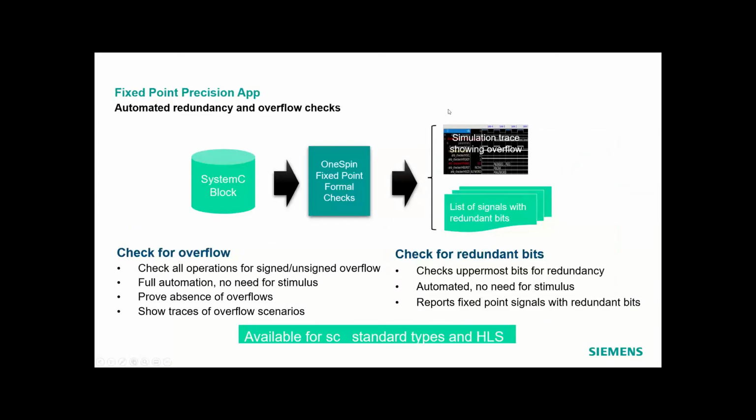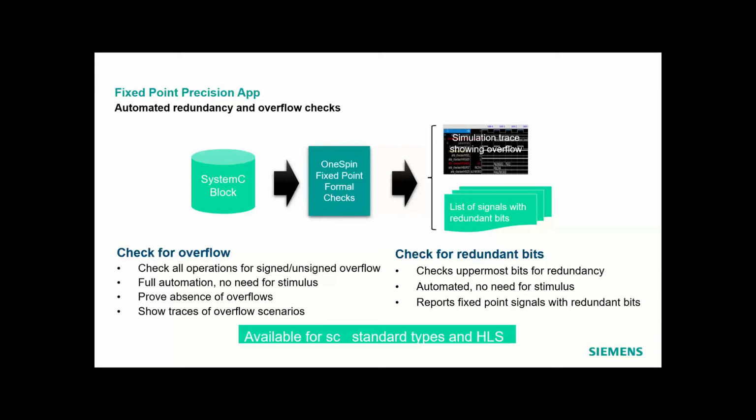As I mentioned, OneSpin supports fixed point precision. We can check for overflow or truncation. If overflow can happen in your design, OneSpin will report that overflow can be executed, and the user can also debug why that is happening. This check is fully automatic, so there is no need for stimulus. We can also prove the absence of overflows in your design. Otherwise, we will create a counterexample that you can debug.